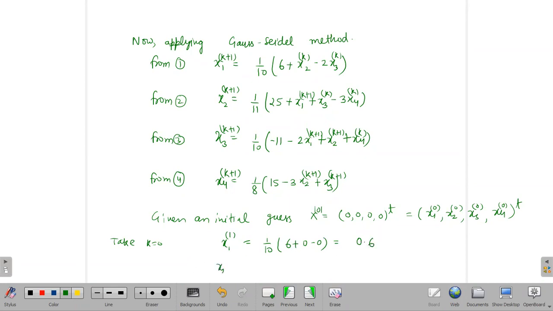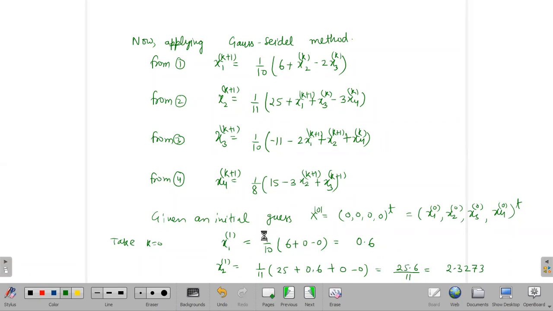Okay, so x2 of 1 is 1 by 11 times (25 plus 0.6). You will use this new one, but in Jacobi you will write 0, 0, 0 only. So this is the difference only. Plus x3 0, which is 0, x4 0, which is 0. So 25.6 divided by 11 is 2.3273.